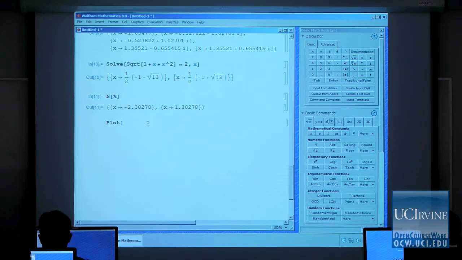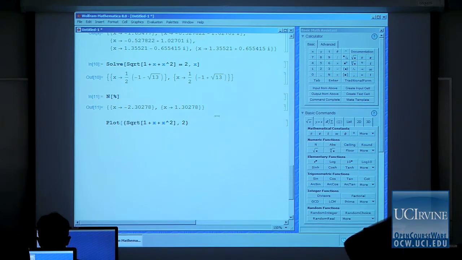All right. And then I'm going to plot 2. And I'm going to use a curly bracket because this is a list of things that we're plotting. And then I'm going to plot them over a range of x that spans those 2 roots. So we'll say, we'll go from x equals minus 3 to x equals 2.